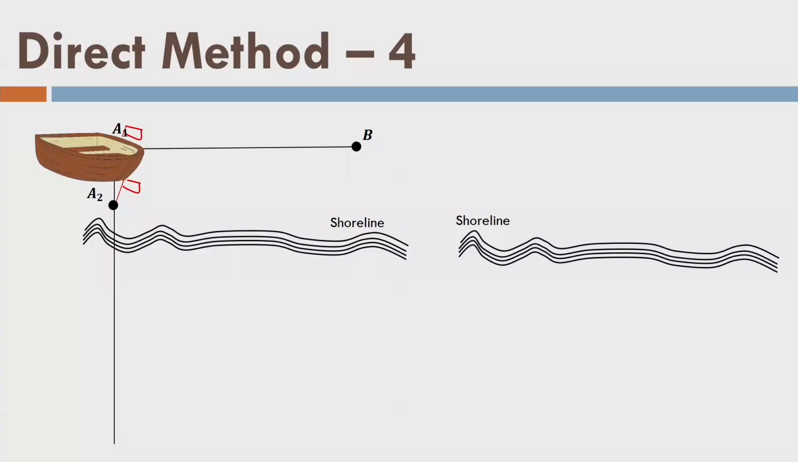Let us look into direct method 4. So assume a situation where I have point B available on the shoreline and we have another point A1. I plan to acquire the data along this line, which is marked here. So the boat will be moving along this line and it will be collecting the data at certain points. And then we will be measuring the angle of the boat, or boat as a target, from point B.